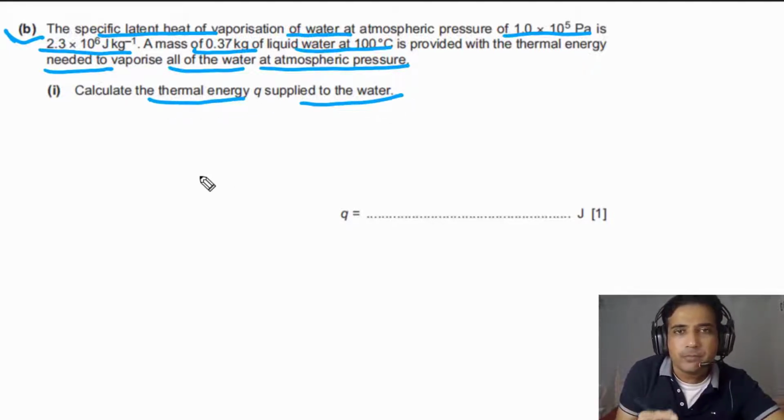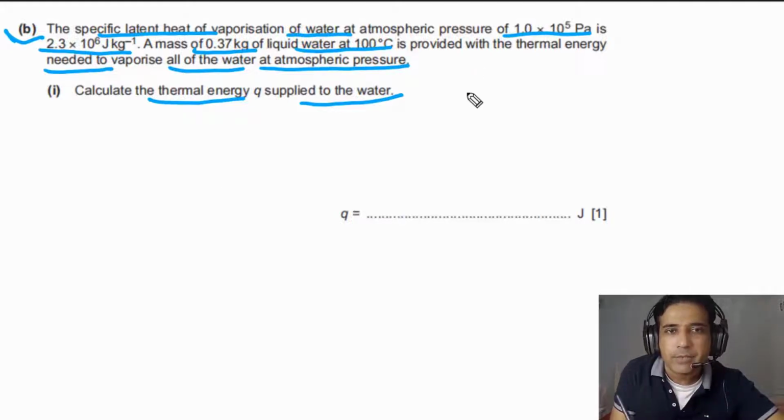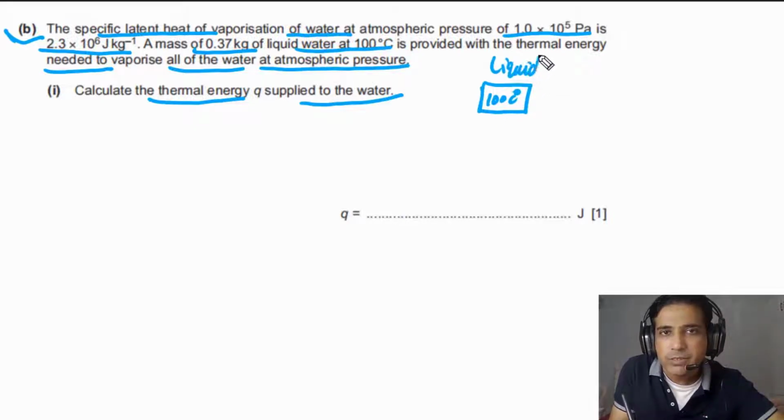So first of all, let's try to visualize this one. In this case, we have a liquid. So this liquid is at 100 degrees Celsius. So this is liquid, and the mass of this one is given. M for this one is 0.37 kgs. And we convert this one into gas at 100 degrees Celsius. So gas is at 100 degrees Celsius as well.